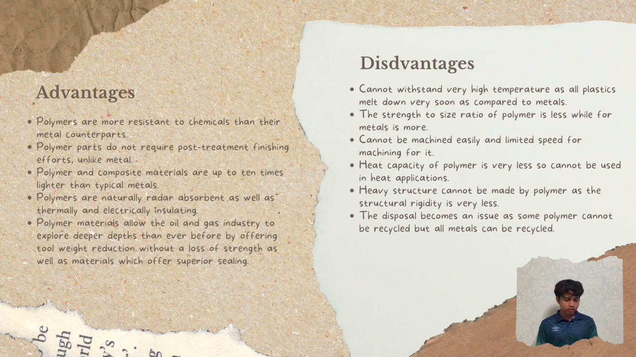Heat capacity of polymer is very low, so it cannot be used in heat applications. Heavy structures cannot be made by polymer as the structural rigidity is very low. Disposal becomes an issue as polymer cannot be recycled, but all metal can be recycled.